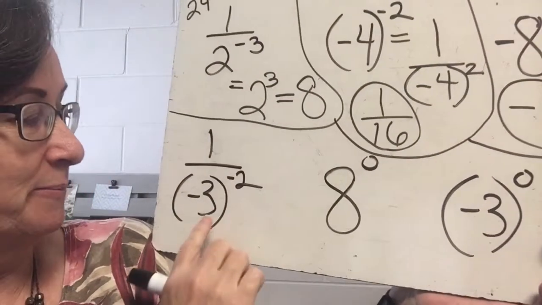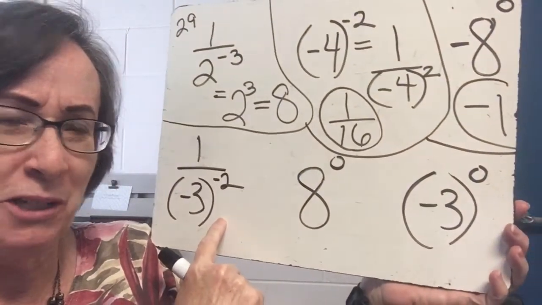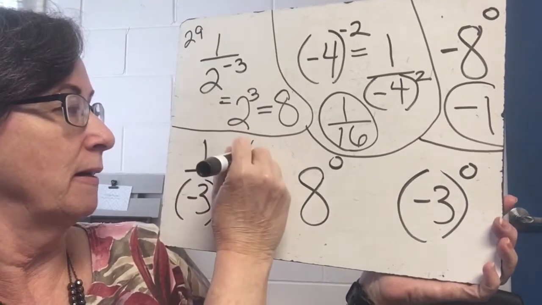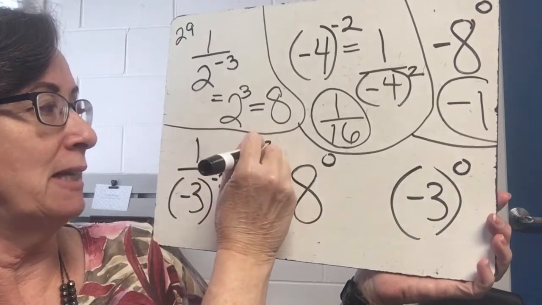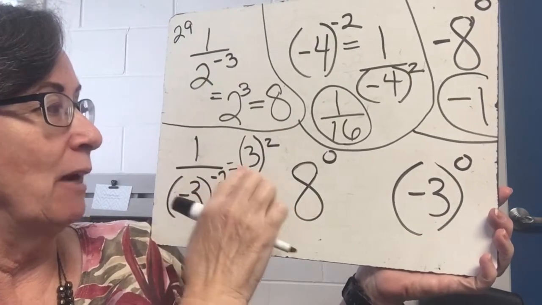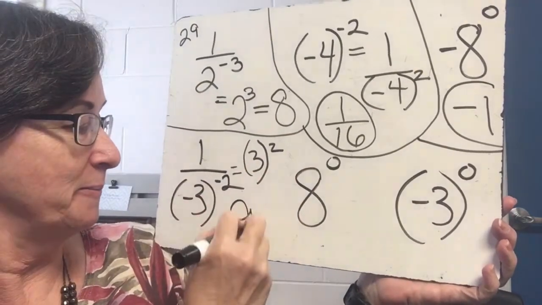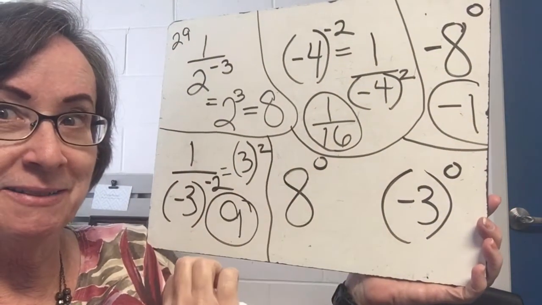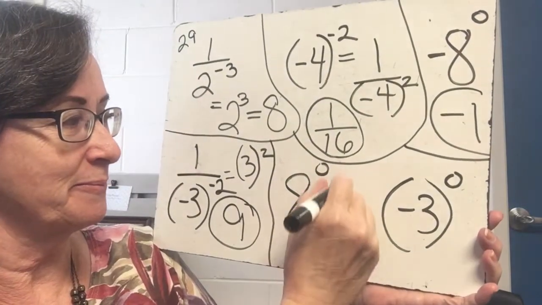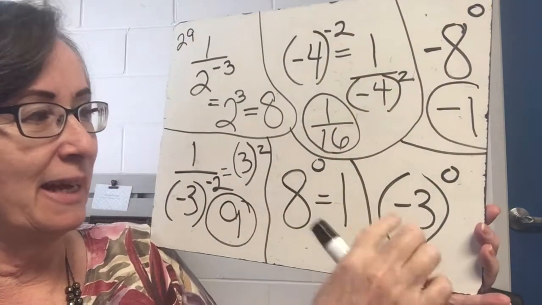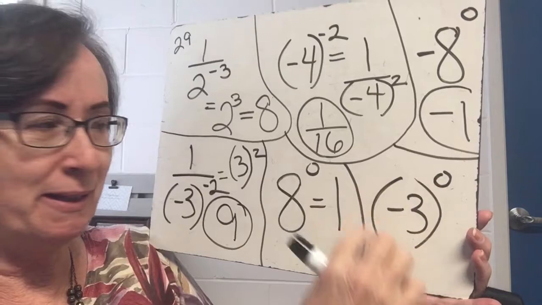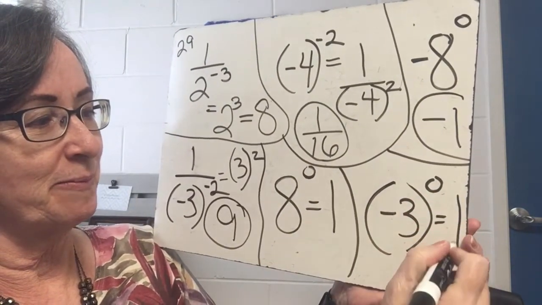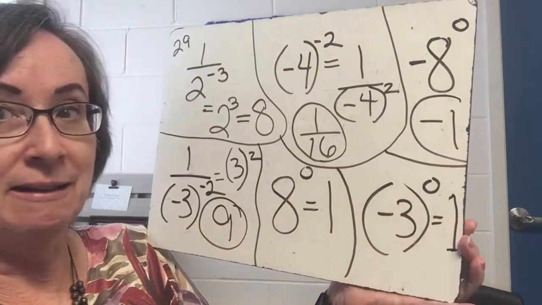Let's look at this one. Again, negative exponent, too hard to do. We're going to bring it upstairs with a positive exponent. And now we're getting 3 squared is 9. 8 to the 0 is 1. -3, all in a parenthesis to the 0, is 1. See how fast we did?